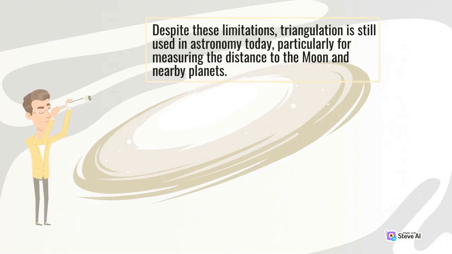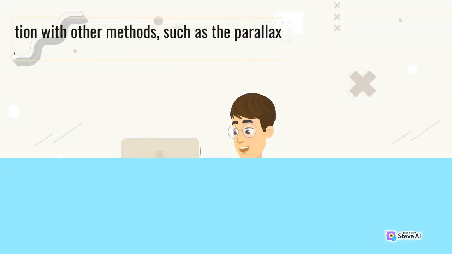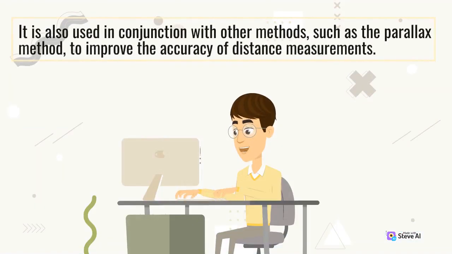Despite these limitations, triangulation is still used in astronomy today, particularly for measuring the distance to the Moon and nearby planets. It is also used in conjunction with other methods, such as the parallax method, to improve the accuracy of distance measurements.